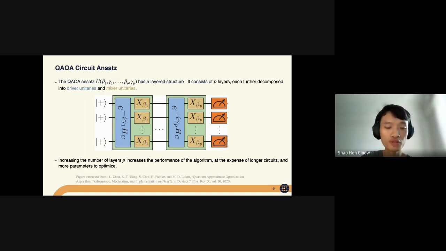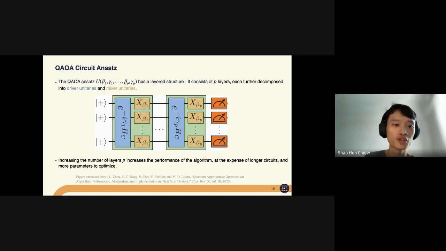And the general feature of QAOA is that as you increase this number P, or otherwise referred to as the number of layers, you also increase the performance of the algorithm, but at the expense of having to evaluate longer circuits and also needing more parameters to optimize over.